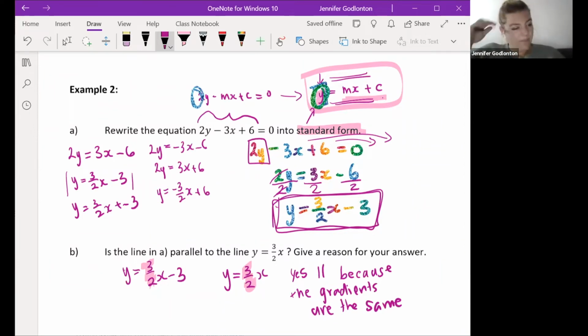Shine, take a screenshot, it will help you. And then we will move on to our next one.